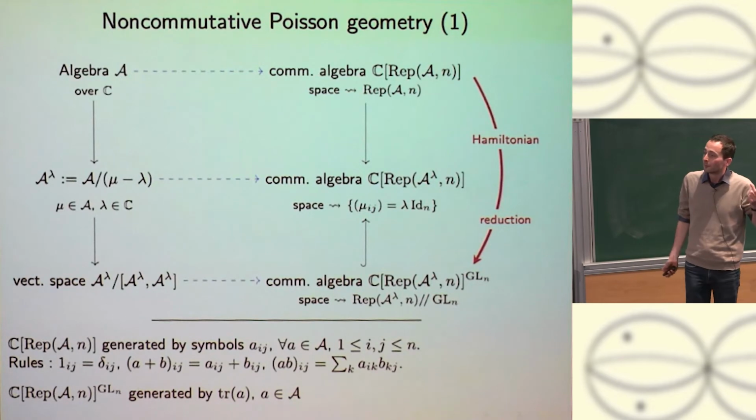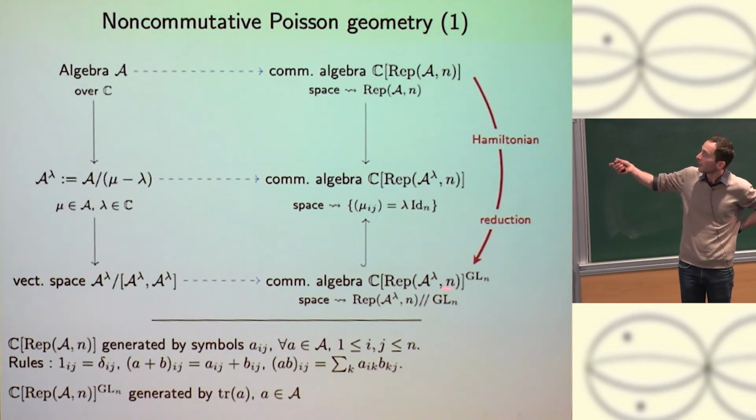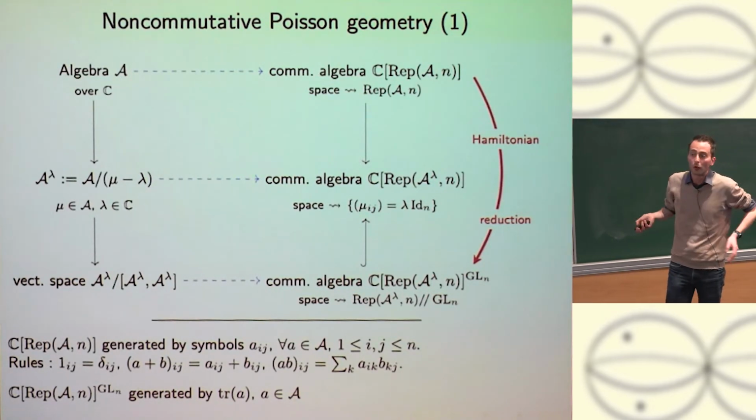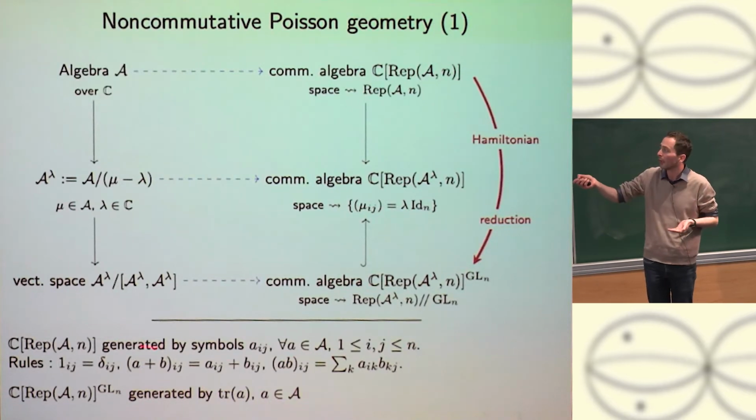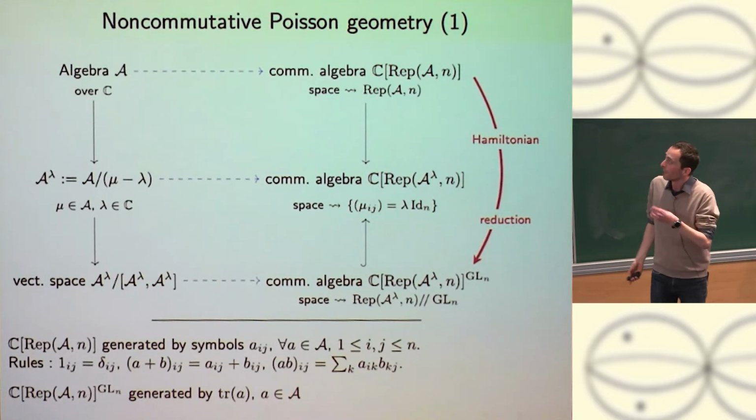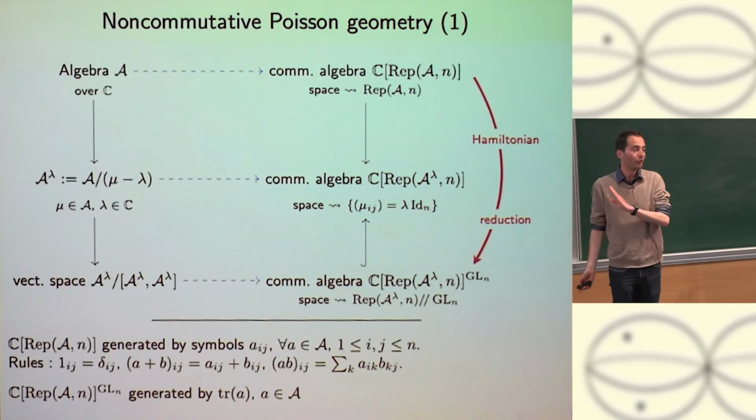The not so clear thing is why to understand this in terms of a vector space. The idea is that, because I have a GL_n action on some matrices by conjugation, traces of those matrices will be invariant functions. And the trace of a commutator is zero. So this is really why you should be playing with that vector space. But this is for the heuristic idea of what should be going on.